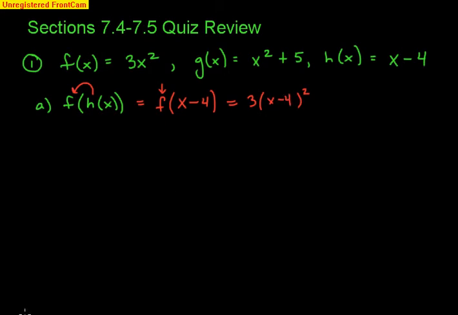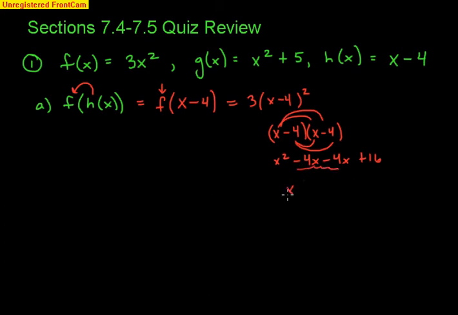Now to simplify this on the side here, I'm going to rewrite x minus 4 twice because that's what x minus 4 squared means. And we're going to FOIL first: x squared, outer minus 4x, inner minus 4x, and the last, negative 4 times negative 4 is positive 16. So we can simplify the middle terms: x squared minus 8x plus 16.